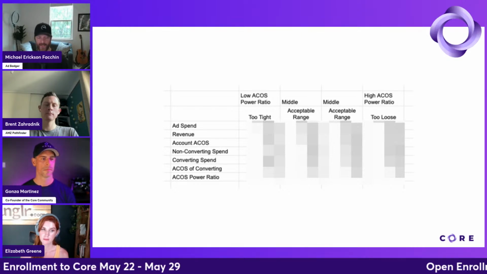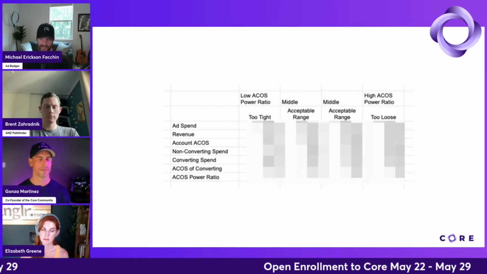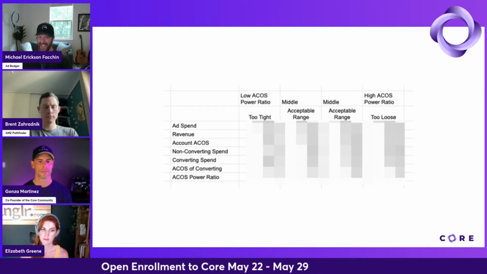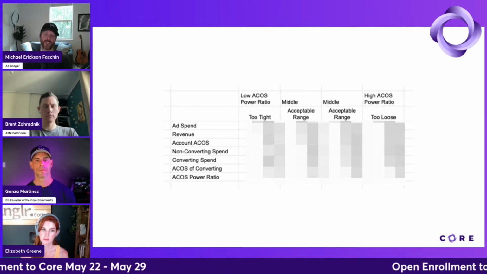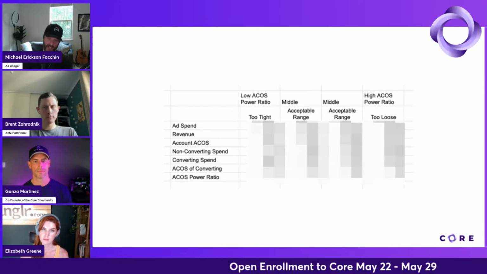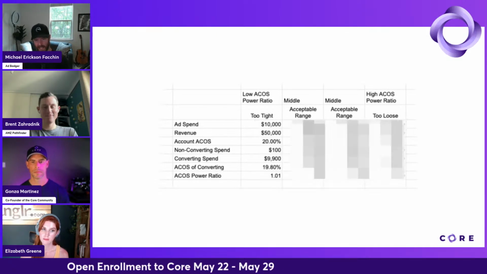On the left, we have an account that is way too tight. It's not testing enough. It's not going after anything new. It's not trying to conquest. It's not trying to grow its market share. And on the right side is an account that did that way too much, and it's wasting way too much money. It's way too loose. It's way too wild. It's way too aggressive. So it allows you to get a sense of where you land.